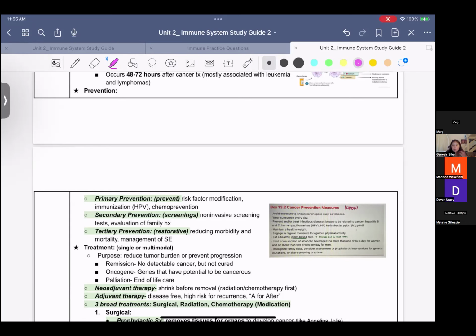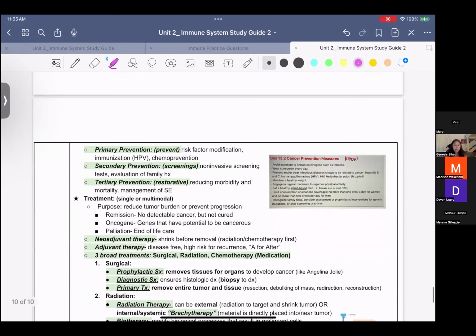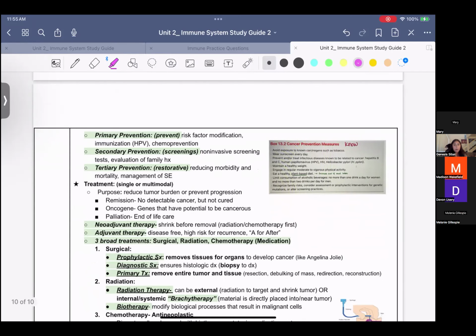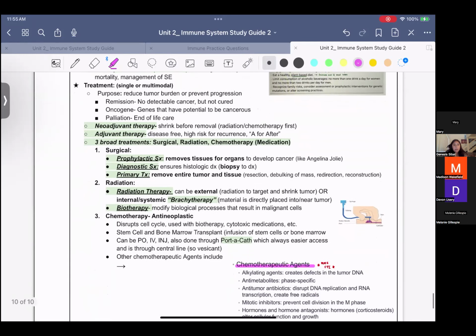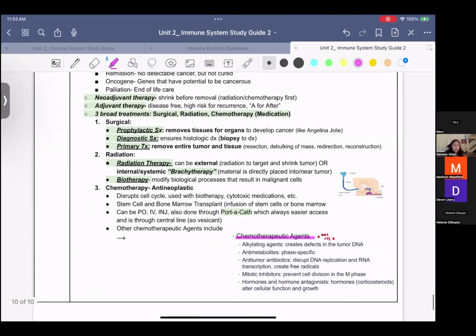And then tertiary is restorative. After they get this specific disease, this is the morbidity, mortality, and management of side effects that we want to see after they already end up having it. I don't think she'll ask about anything like that here. It could always be the case, but I don't think she should ask about this, because I feel like you haven't talked about this that much.